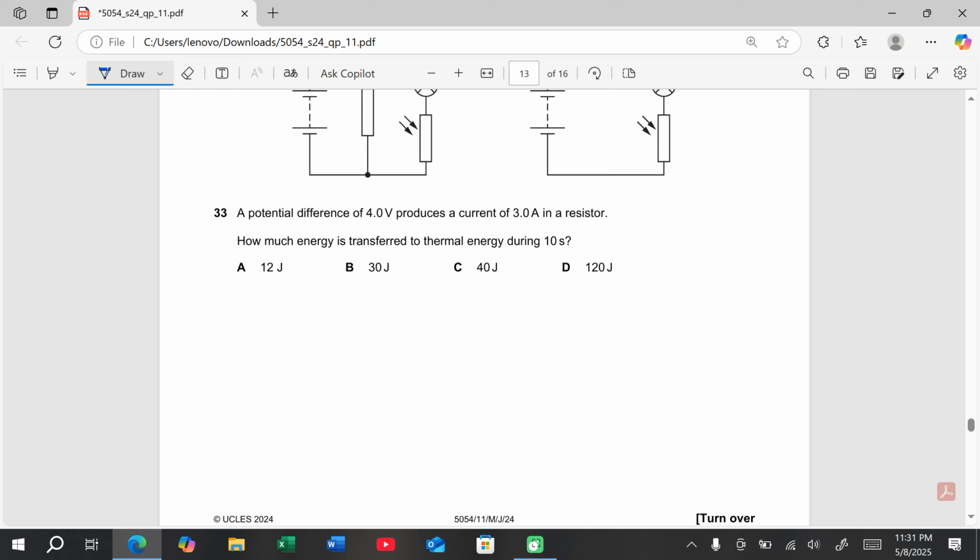In 33 it says a potential difference of 4 volts is produced across this resistor where the current is 3 amps for 10 seconds. How much energy is transferred during this? So that is equal to V I T, 4 times 3 times 10, so that is going to be 120.